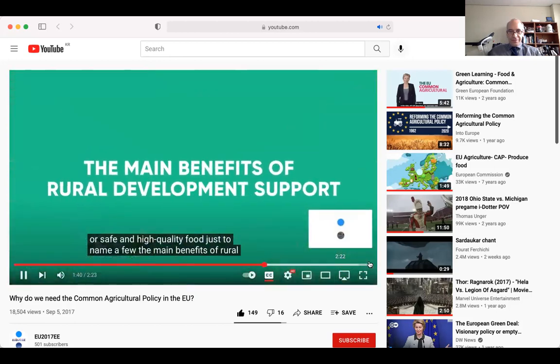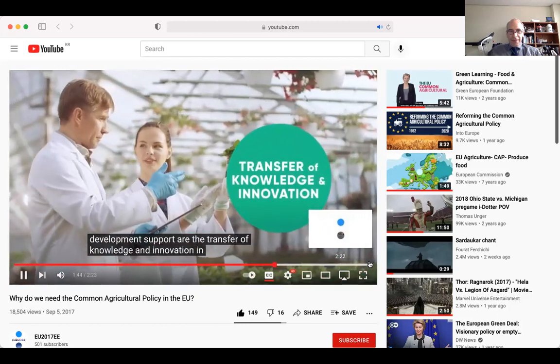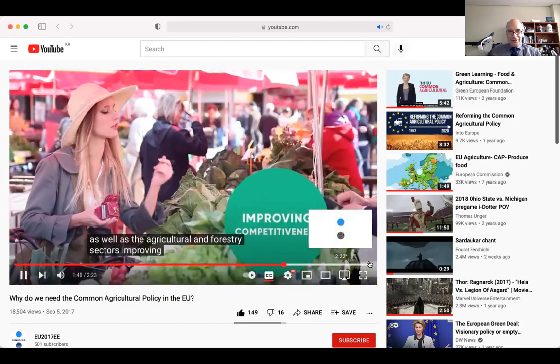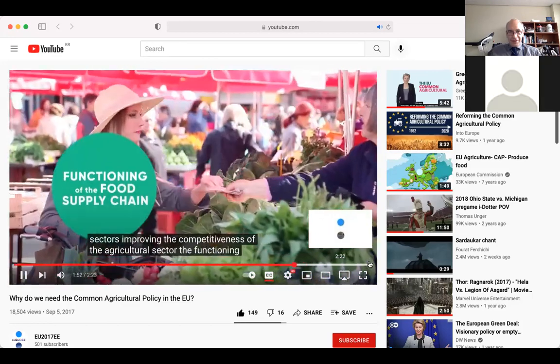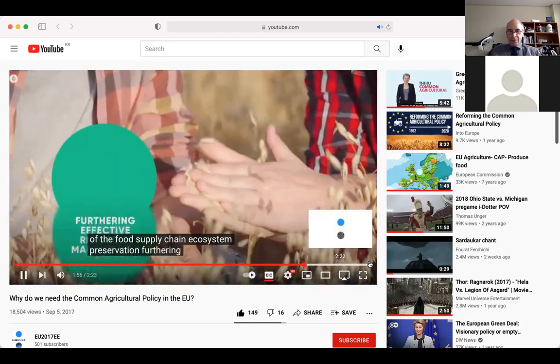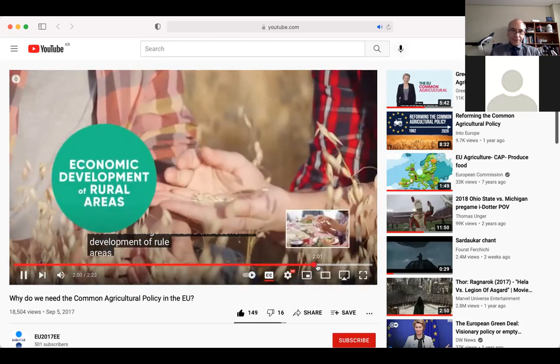The main benefits of rural development support are the transfer of knowledge and innovation in rural areas, as well as the agricultural and forestry sectors, improving the competitiveness of the agricultural sector, the functioning of the food supply chain, ecosystem preservation, furthering effective resource management, and the economic development of rural areas.